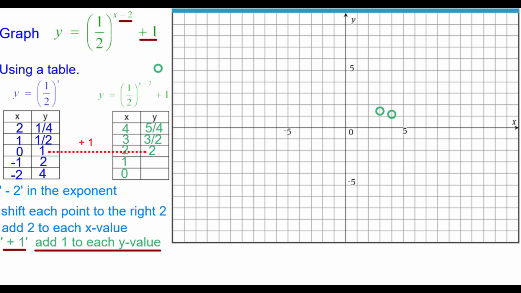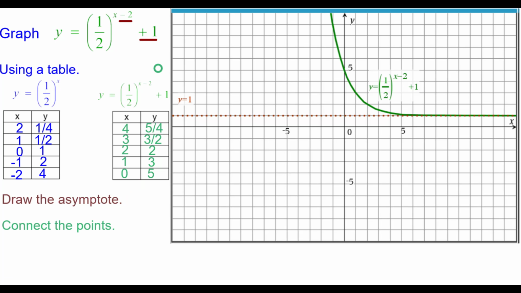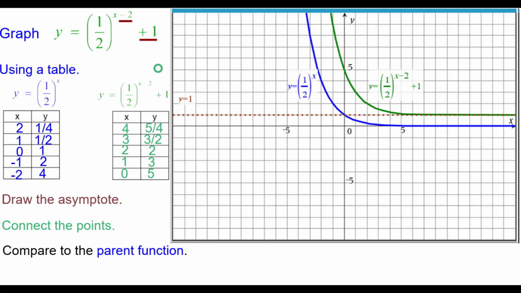1 plus 1 is 2, 2, 2. 2 plus 1 is 3, 1 comma 3. And 4 plus 1 is 5, 0, 5, which is our y-intercept also. We can now go ahead and draw the asymptote, and it looks like this is leveling off at the line y equals 1. So we'll go ahead and draw that line in at y equals 1. And connect the points to make it look like an easy chair. Compare that to the parent function.